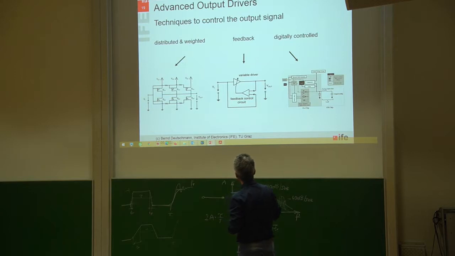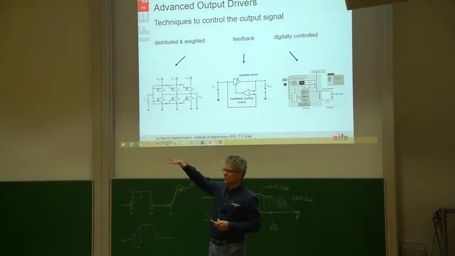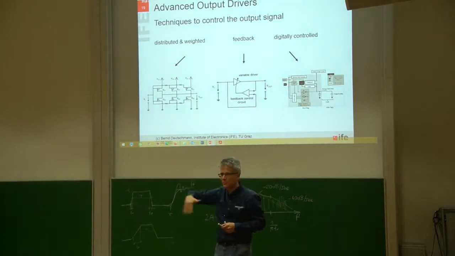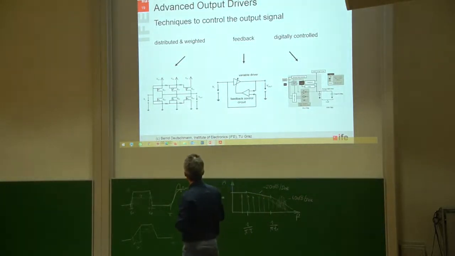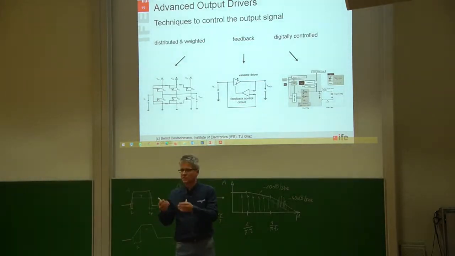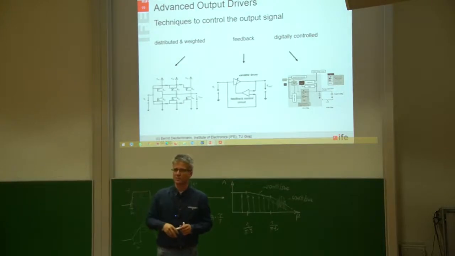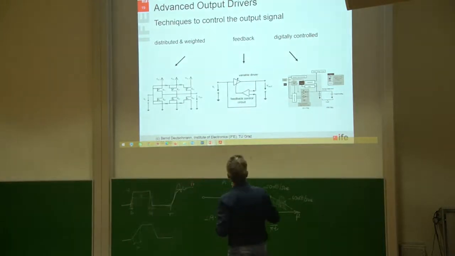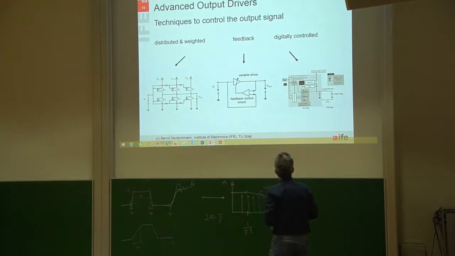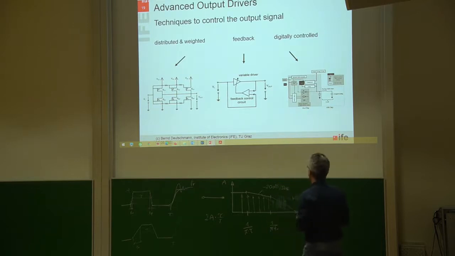Then feedback is done by a kind of feedback loop. I'm checking how far is the output signal already raised, and I'm using this information to change the driving strengths of my CMOS P and N channel transistor. And the last one is a kind of digitally controlled, where I also have different output driver strengths and also with a feedback loop. So this is, compared to the other ones, pretty complicated and not that often used.